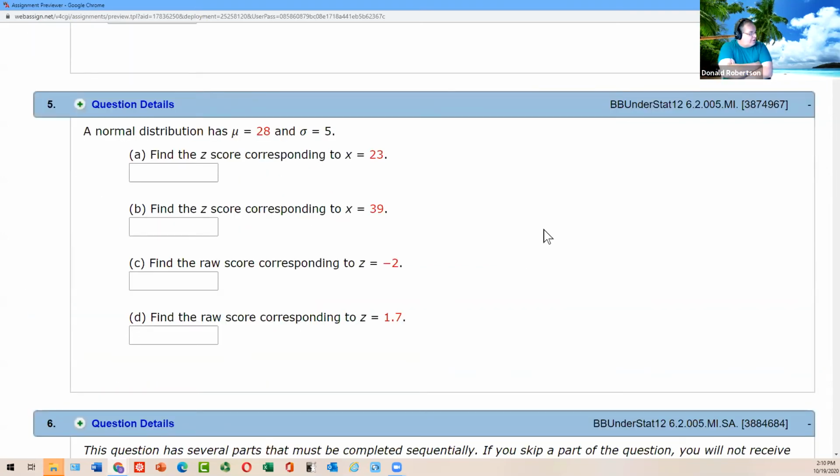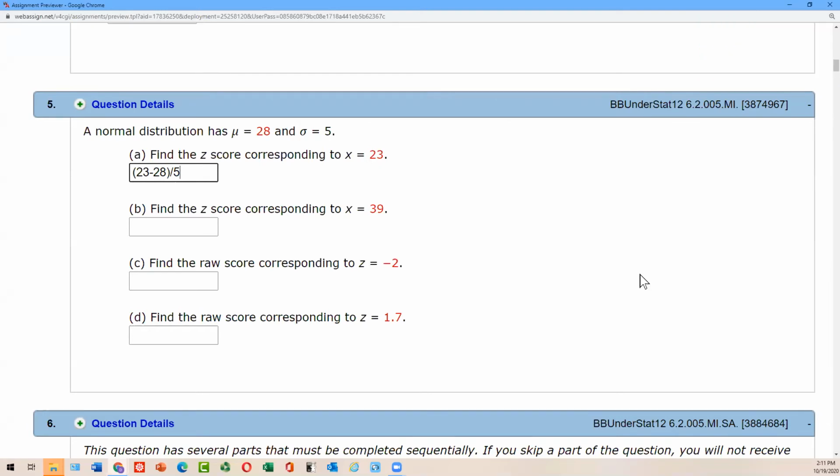Right, in question 5, if I give you the mean is 28 and the standard deviation is 5, and you wanted to get the Z-score for 23, wouldn't your calculation look something like this? 23, take away the mean, which is 28, and then divide the whole thing by 5. Will that be a negative Z-score or a positive Z-score for 23? Negative. Yeah. Can you tell just by looking at it, it's less than the mean, so it must be negative?